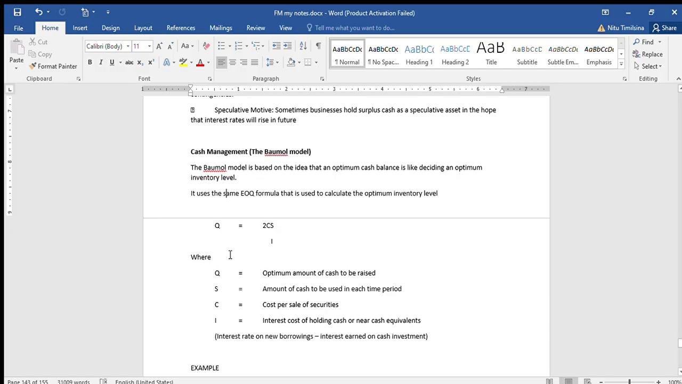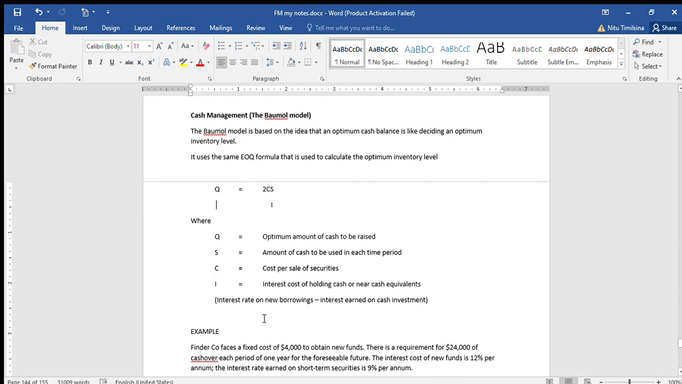Quantity equals the square root of 2 C s over i, where 2 times the cost per sale of securities, and s is the amount of cash to be used in each time period. Q is the optimum amount of cash to be raised, s is the amount of cash to be used in each time period, C is the cost for sale of securities, and i is the interest cost of holding cash or near equivalent: interest rate on new borrowings minus interest earned on cash investment.